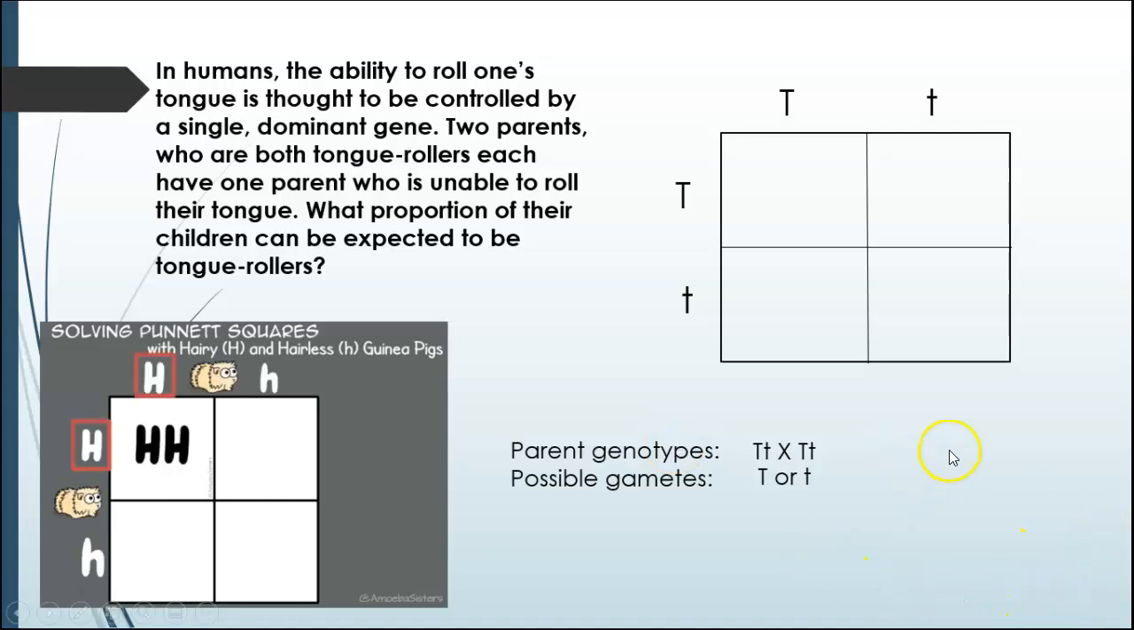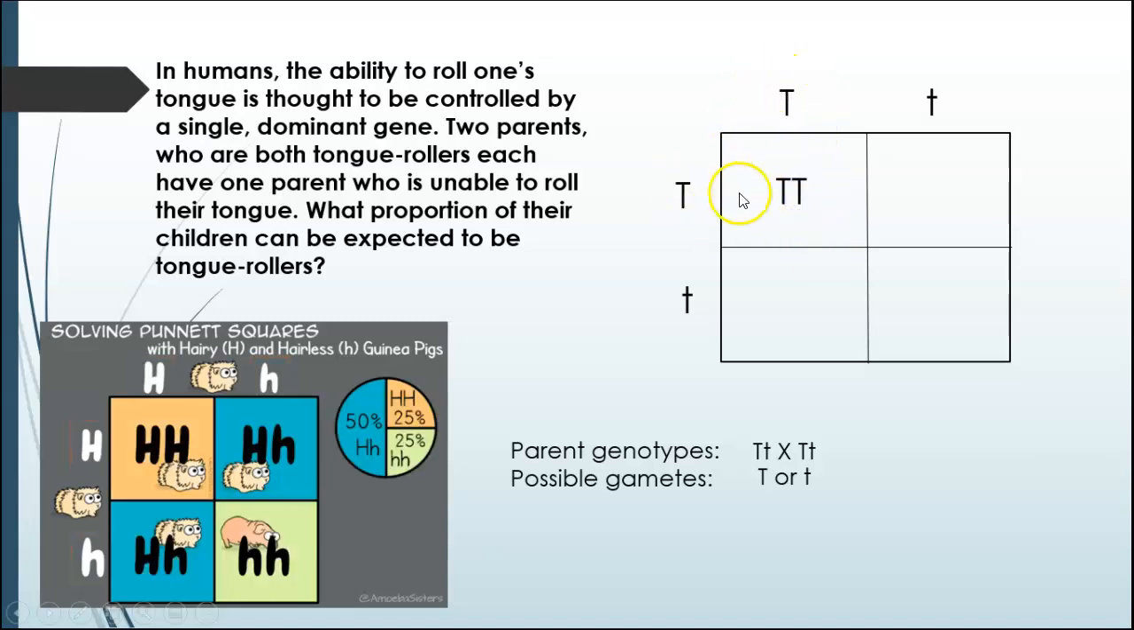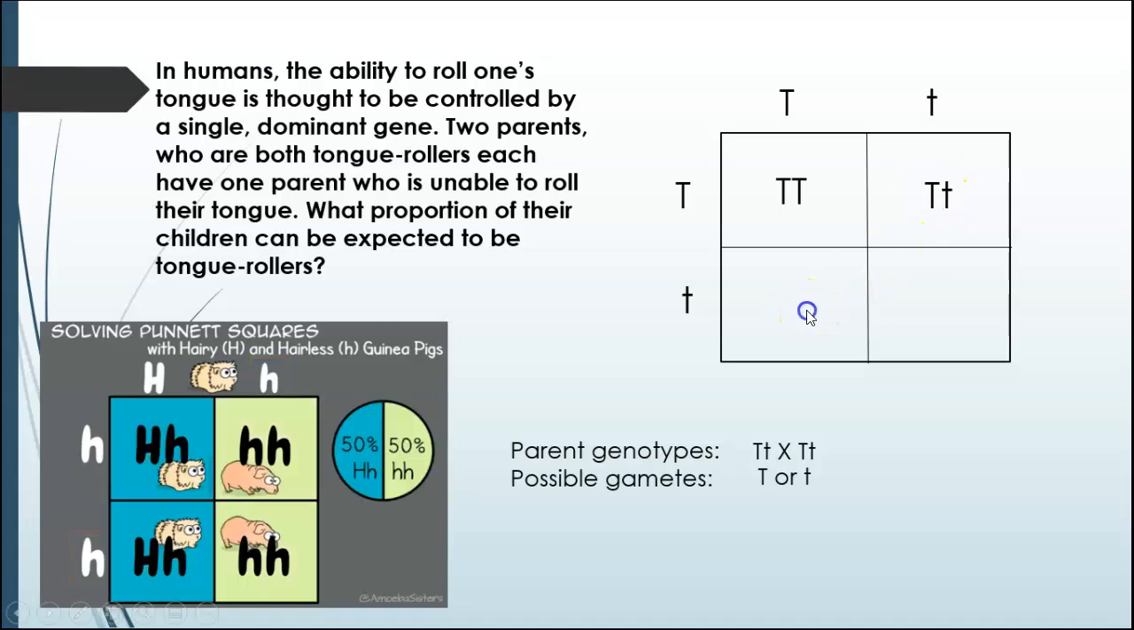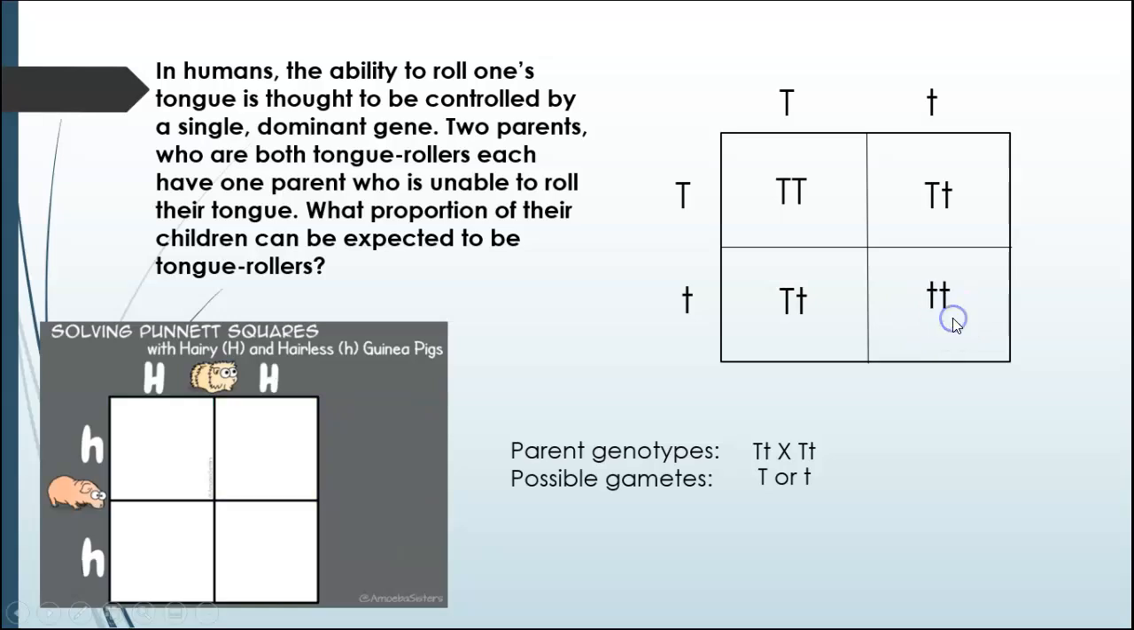And then when we fill in the Punnett square, we're going to put the two letters that are on the outside of that box. So here we have a big T and a big T, so that gives us a homozygous dominant. Here we have a little t and a big T. There we have a heterozygous. We always put the capital letter first, the dominant allele first and the recessive allele second. Here we have another heterozygous. And then this final box here has our two recessive alleles for homozygous recessive.